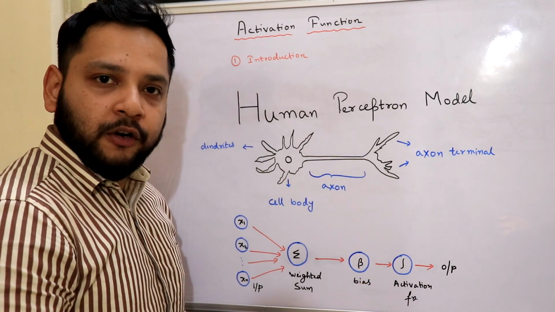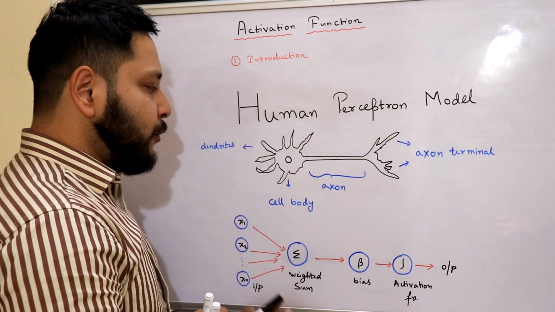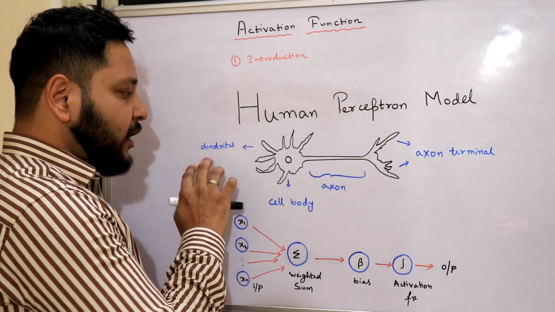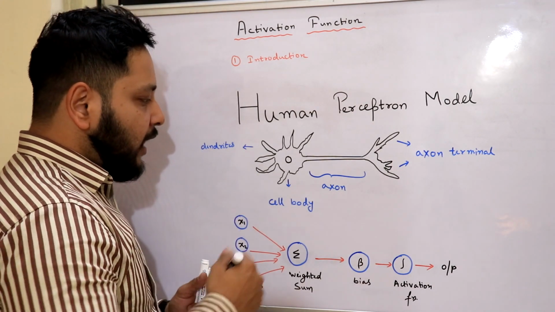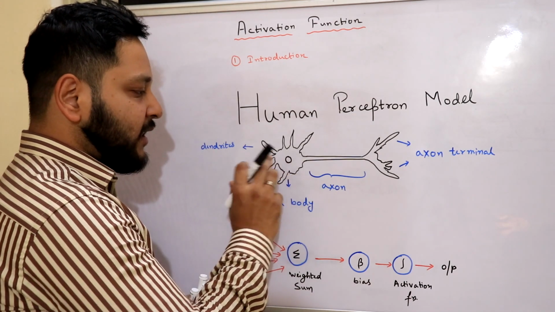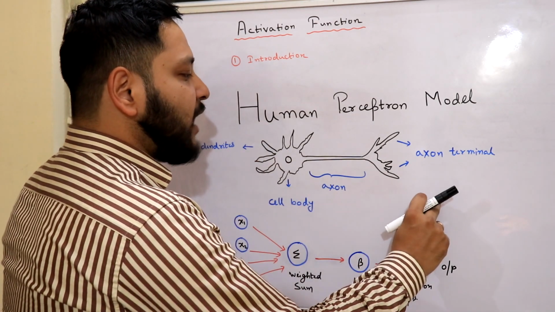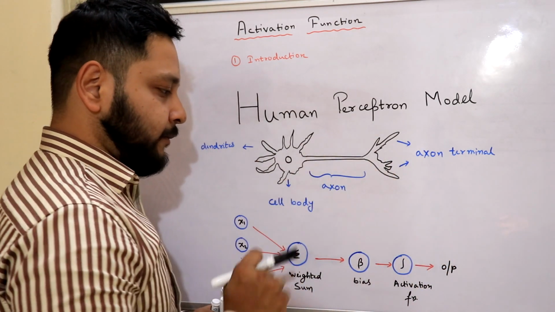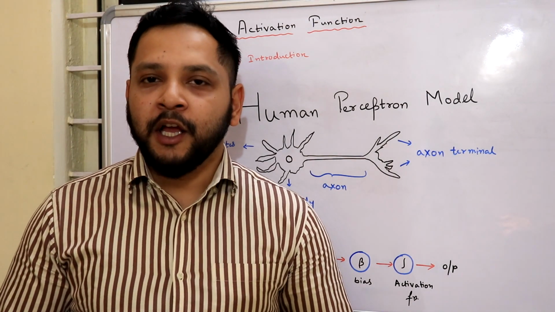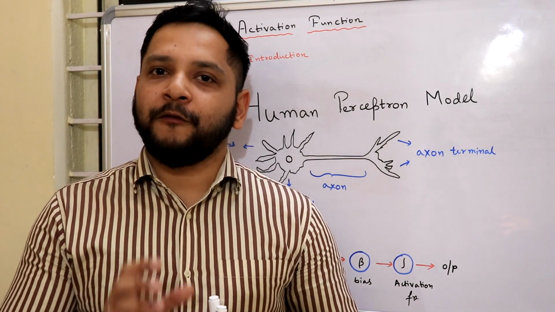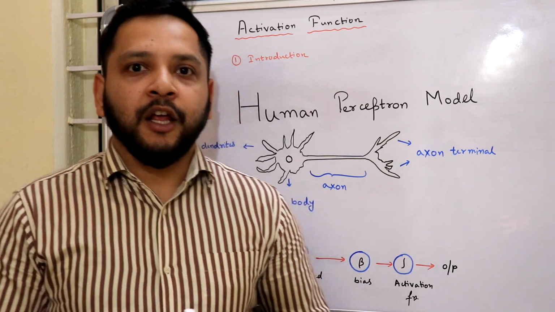This is a neuron in our human brain. This is the dendrite, which gets the signal. This cell body processes it and then it gives the output through the axon. An artificial neural network mimics the function of a neuron in our brain.